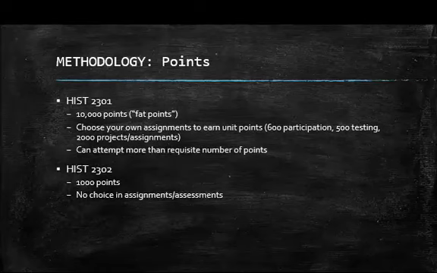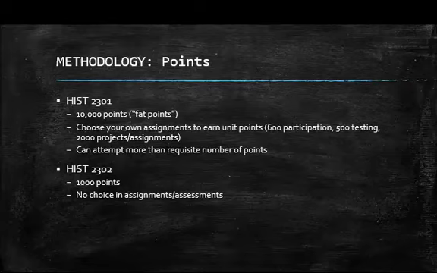History 2301 utilizes alternative grading schemes for point-based game mechanics. The entire course is based upon 10,000 points, or FAT points, and students are provided with the number of points available in each unit: 600 for participation, 2,000 for assignments, and 500 for testing, and they choose from the various options in the assignment banks to earn their grade.